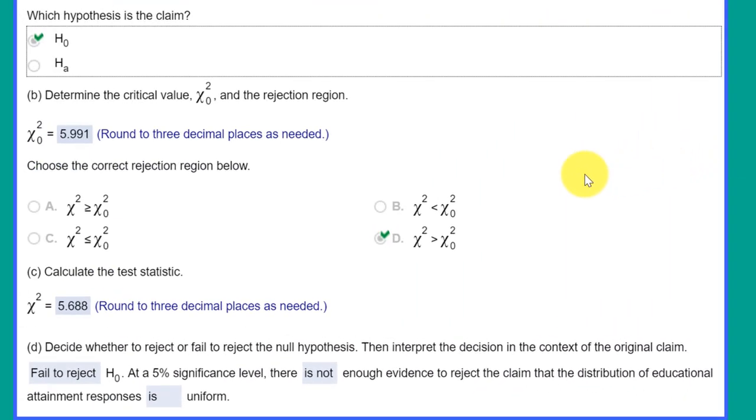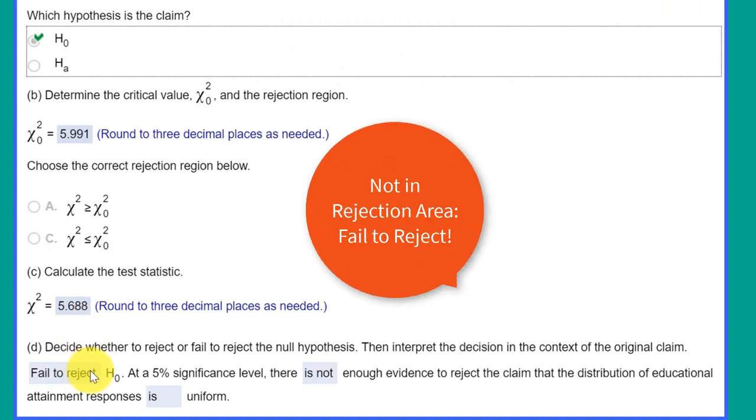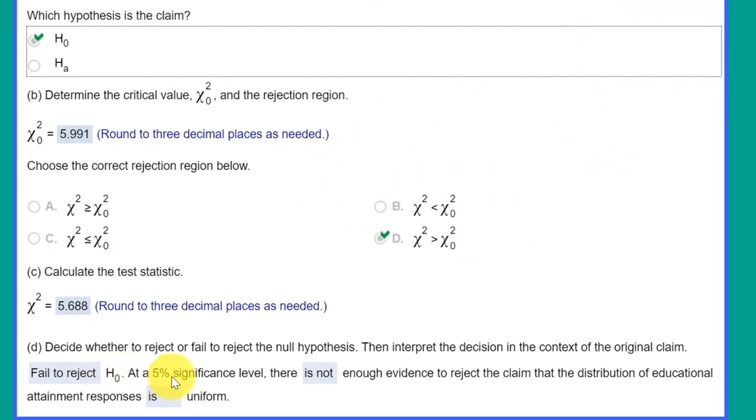So if we go back into the problem, we see that we got the answers correctly, 5.991 for the critical value. The rejection region is to the right of that critical value. The standardized test statistic is 5.688. And then we need to make a decision, which was fail to reject. And we always need to include the significance level. In this case, it's at the 5% significance level.